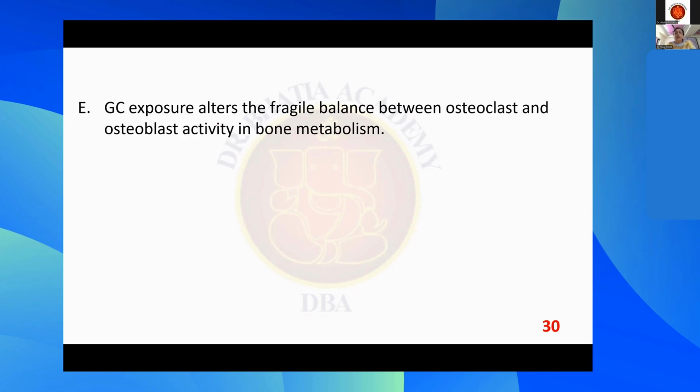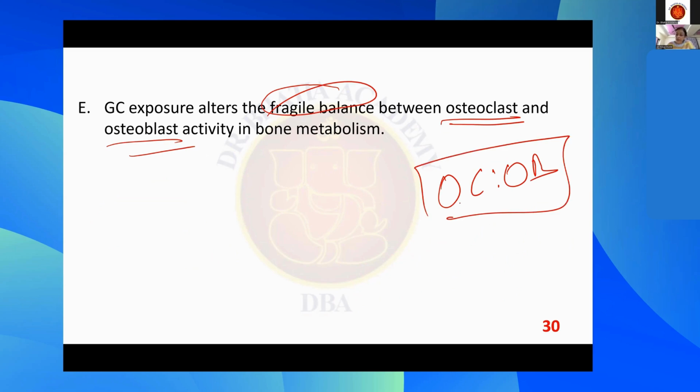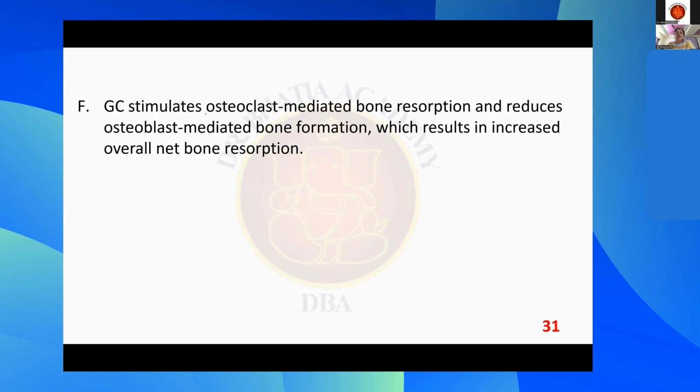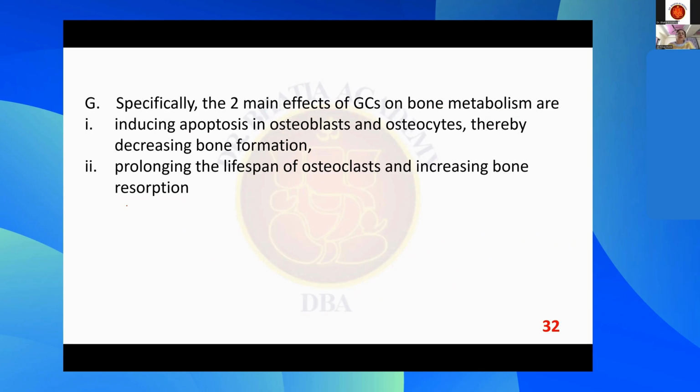Now, glucocorticoid exposure alters the fragile balance between the osteoclast and the osteoblast. So the OC to OB ratio is altered. Glucocorticoid stimulates osteoclast-mediated bone resorption and decreases osteoblast-mediated bone formation. So the two main effects on bone metabolism are increased osteoclast activity and decreased osteoblast activity.